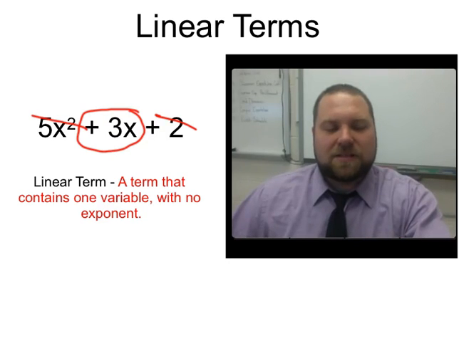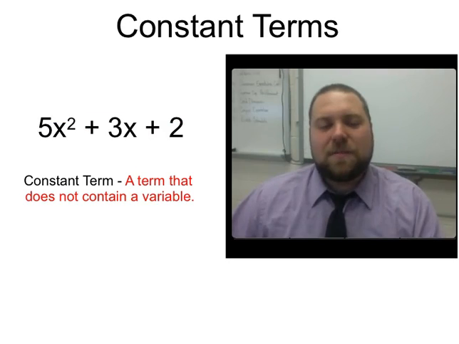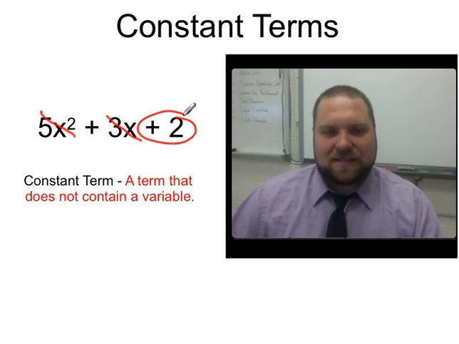The other thing we want to know about a term is, is it a constant term? A constant term is a term that doesn't have a variable. So again, I have three terms, 5x squared, 3x, and plus 2, and if it's constant, it won't have a variable. That's not a constant term. That's not a constant term. That is, because it does not have a variable. So we would say that this plus 2 is my constant term.